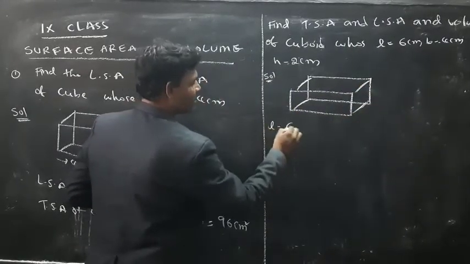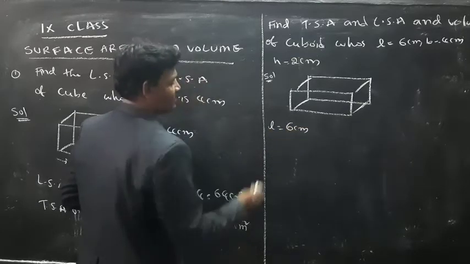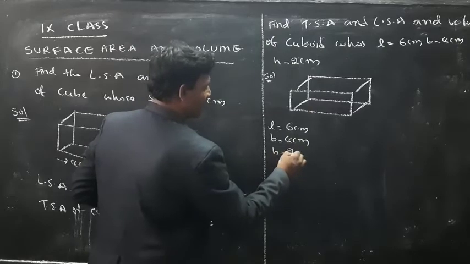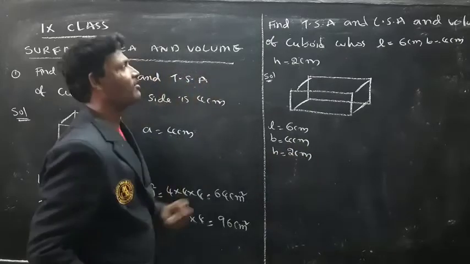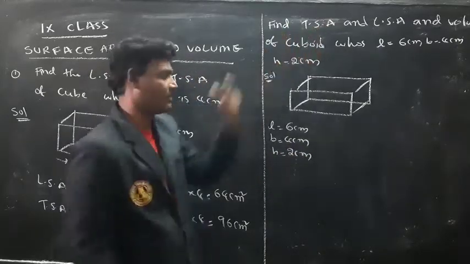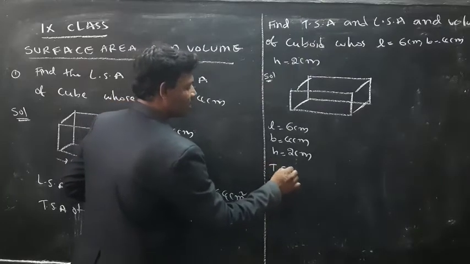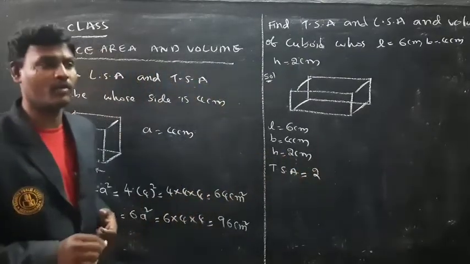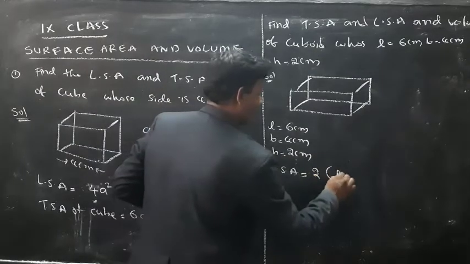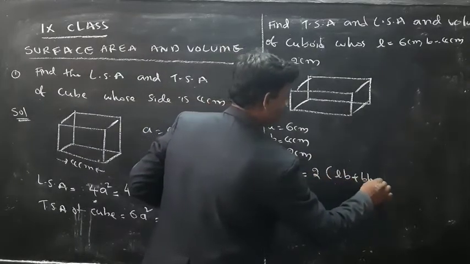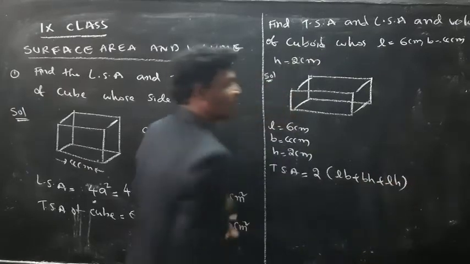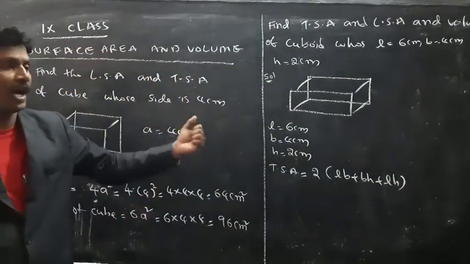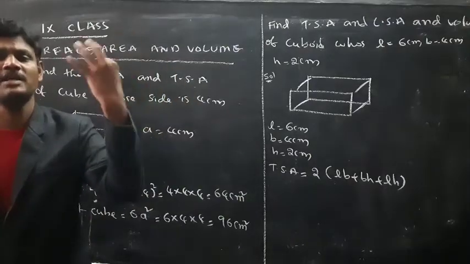Length of the cuboid is equal to 6 centimeters. Breadth of the cuboid is equal to 4 centimeters. Height of the cuboid is equal to 2 centimeters. First, what do I need here? I need TSA. TSA means total surface area. What is the formula to find TSA of cuboid? 2 into (LB plus BH plus LH) to find the total surface area of cuboid.